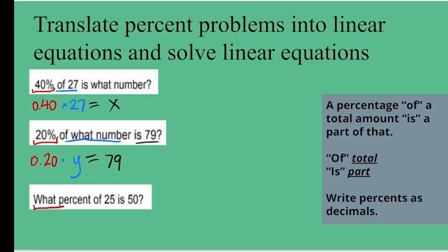The third one, what percent? I don't know. Let's make that z. Of 25, we're going to multiply by 25, and that's going to equal 50. And now we can go back and actually do all of this math. So for the first problem, everything is already on the left side, so we just straight up multiply. X is 10.8.